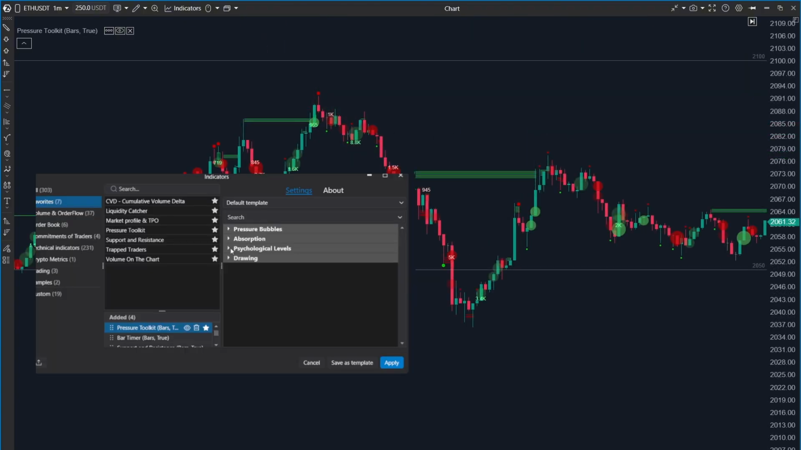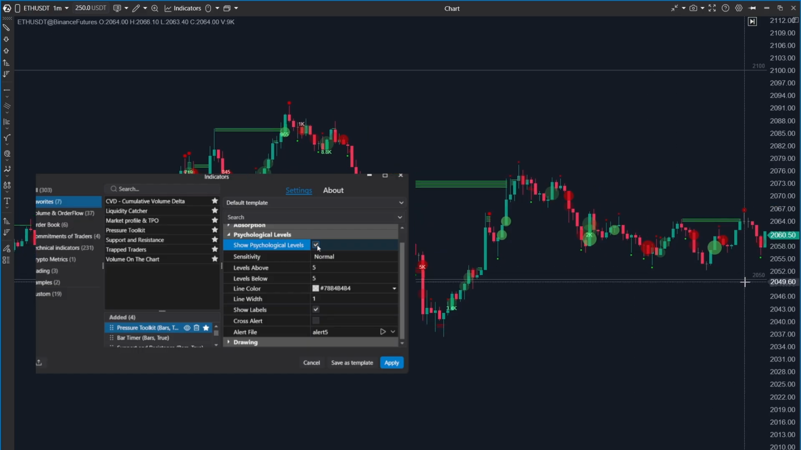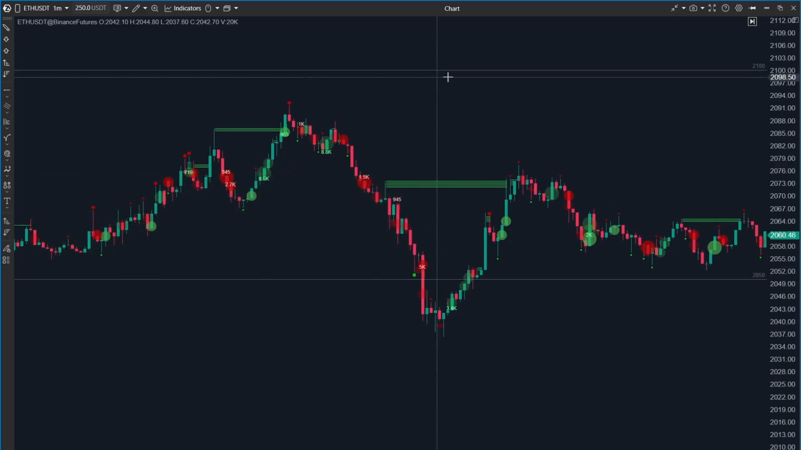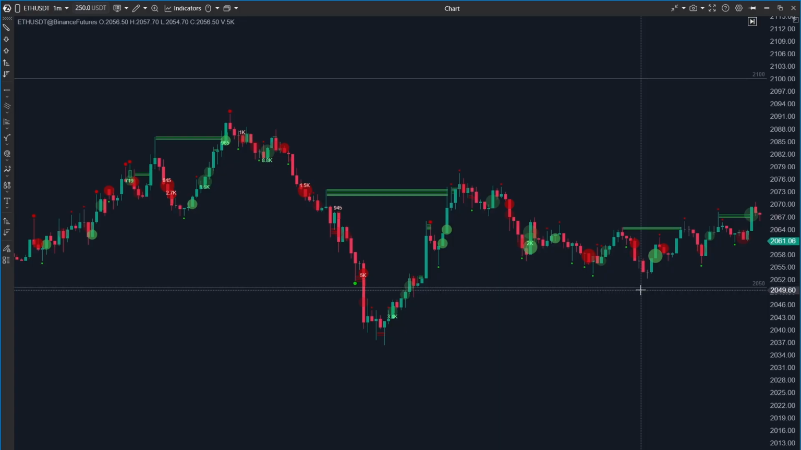Now, the next feature is our psychological levels. So these levels are represented by these horizontal gray lines that are marked out at each psychological whole number prominent level. And the reason we have this feature is because price often likes to react at these levels. Whether it's support or resistance, there's often a lot of activity at these levels, and people actually target these levels for profit taking or for setting stop losses. Either way, you will find liquidity at these levels.